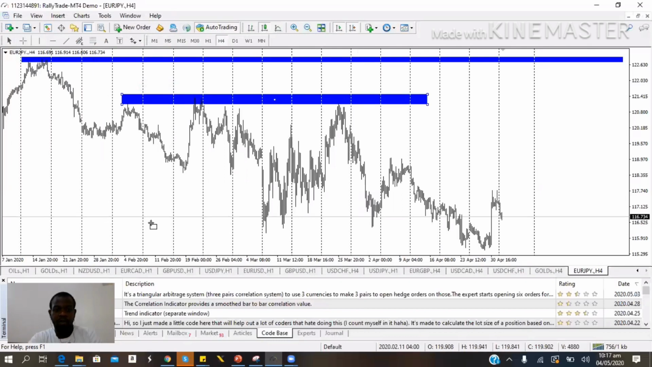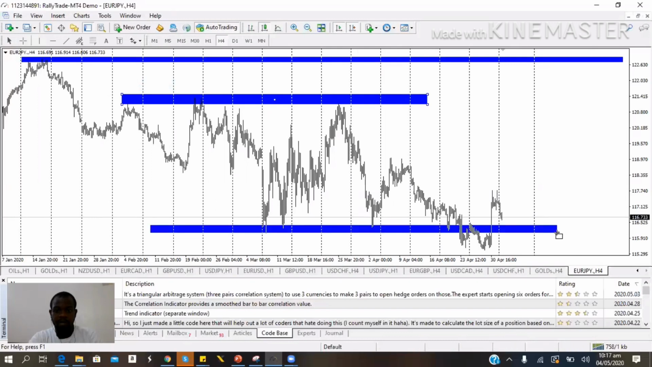You can change the color of your shape if you don't like the color blue. Just click on the shape and then you see properties. So you choose whatever color suits you. So this was a support zone.